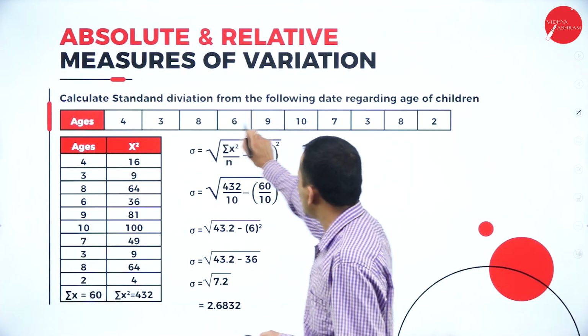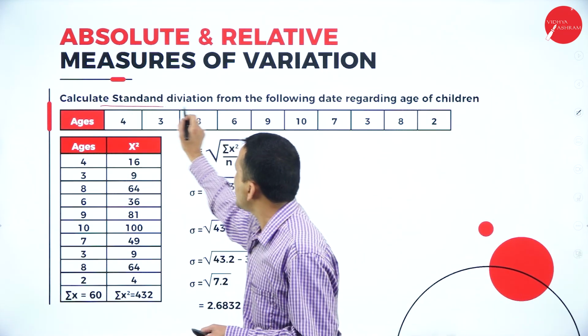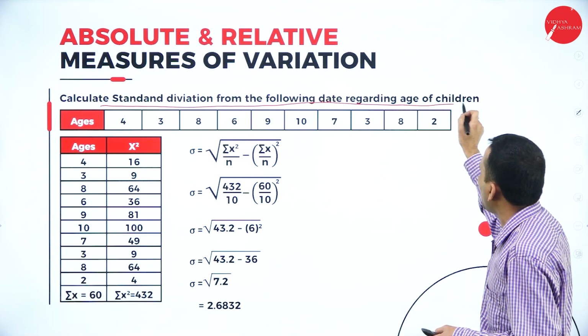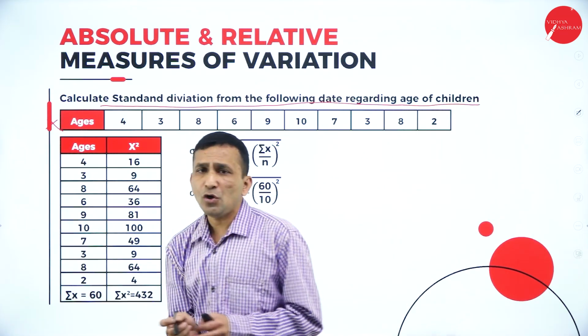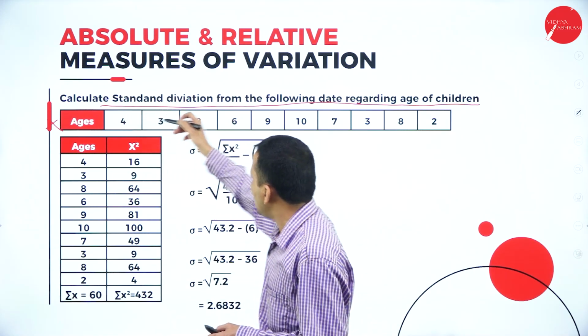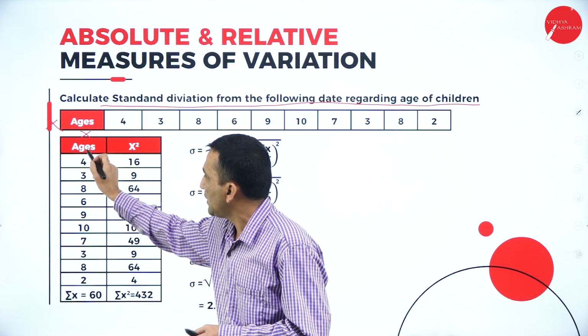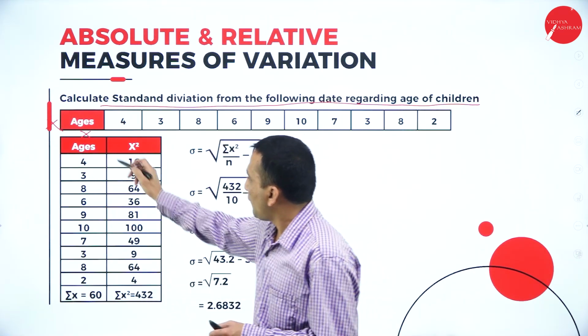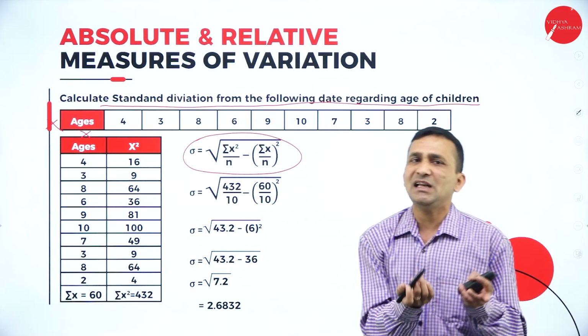Now, which is looking horizontal, from whatever is given: calculate the standard deviation from the following data regarding the age of children. The age is nothing but your x, which you have to assume. Whatever is given horizontally, you write vertically, so the age is considered the x series. From this formula, whatever is required, we need to construct the table, that's it.